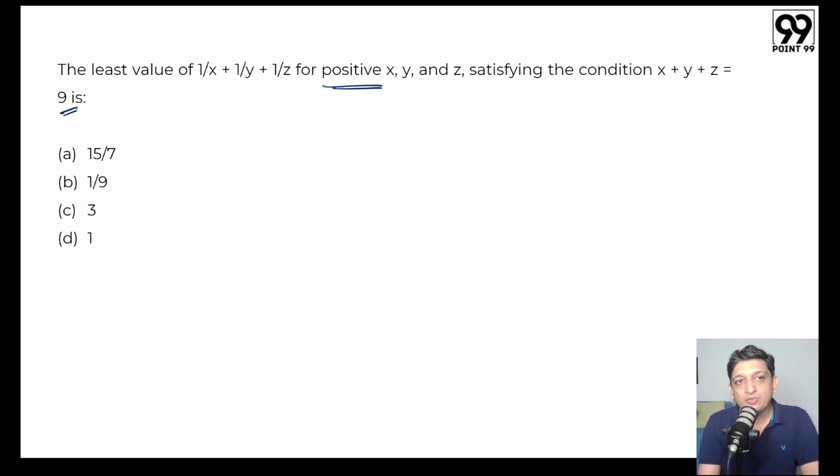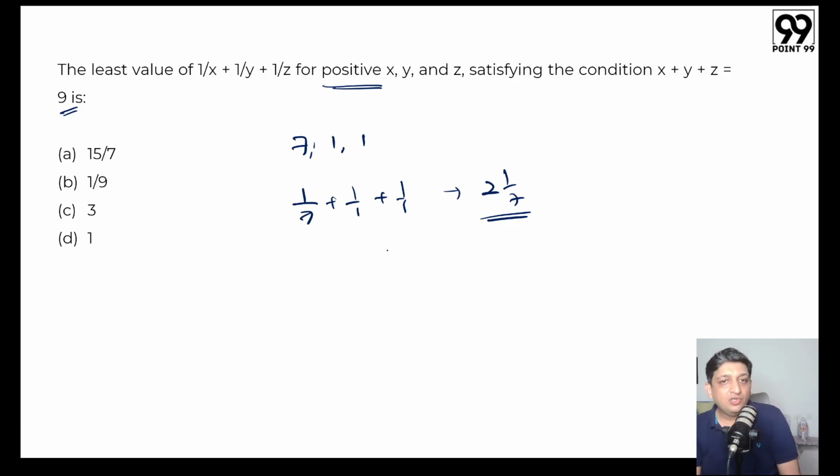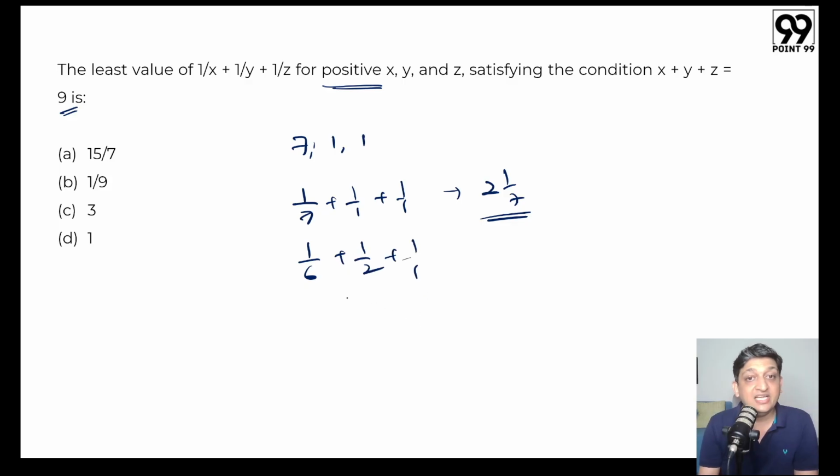So let's say I try to separate the numbers as much as I can. Let's say I take one number as 7, one number as 1 and the third number as 1. Now what will be the sum here? 1 by 7 plus 1 by 1 plus 1 by 1 is going to be 2 and 1 by 7. So it's a sufficiently large number. So if I want to minimize this sum, let's say I do 1 by 6 plus 1 by 2 plus 1 by 1. Let's say I split this as 6, 2 and 1. Now what am I going to get? So I am going to get 1 plus 1 by 2 plus 1 by 6. So this will be nothing but you can say 2.14 approximately. What about this one? I'll get 1.5 plus 0.16. So I am going to get 1.66 approximately.